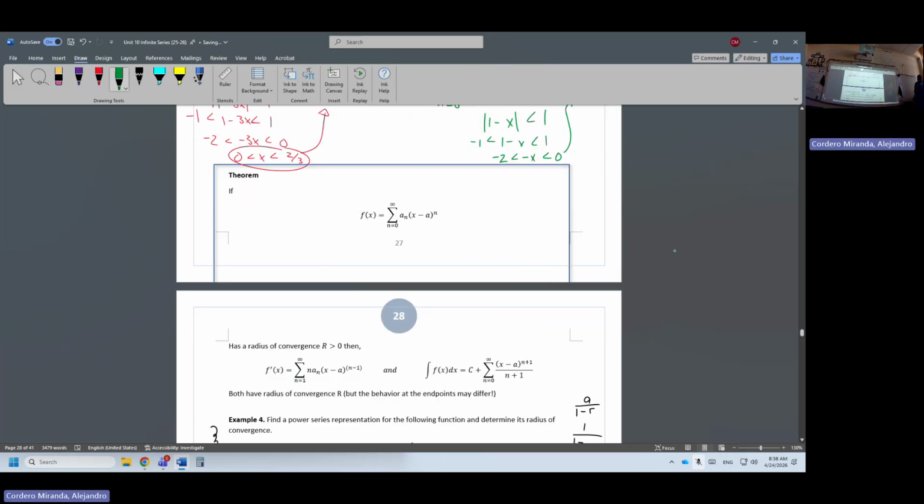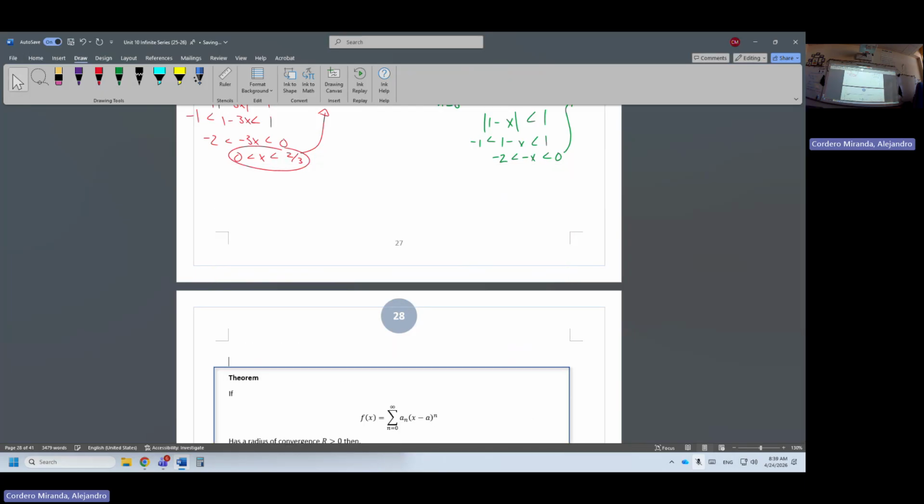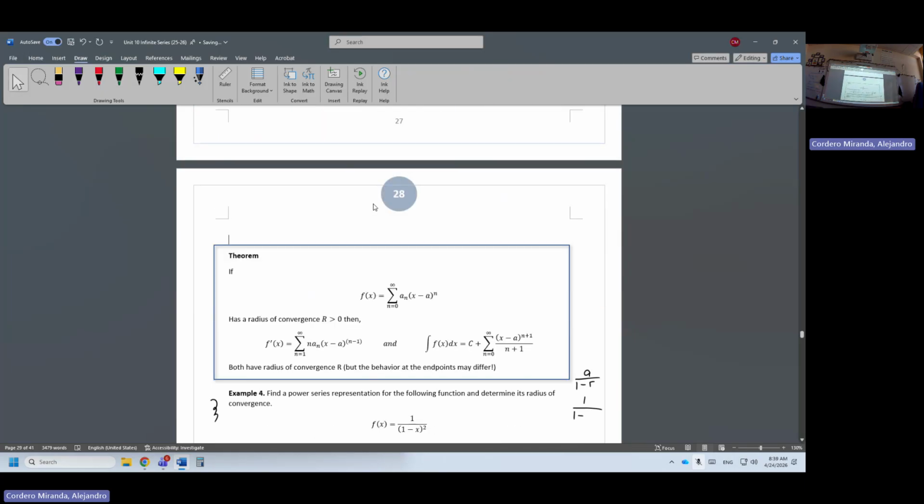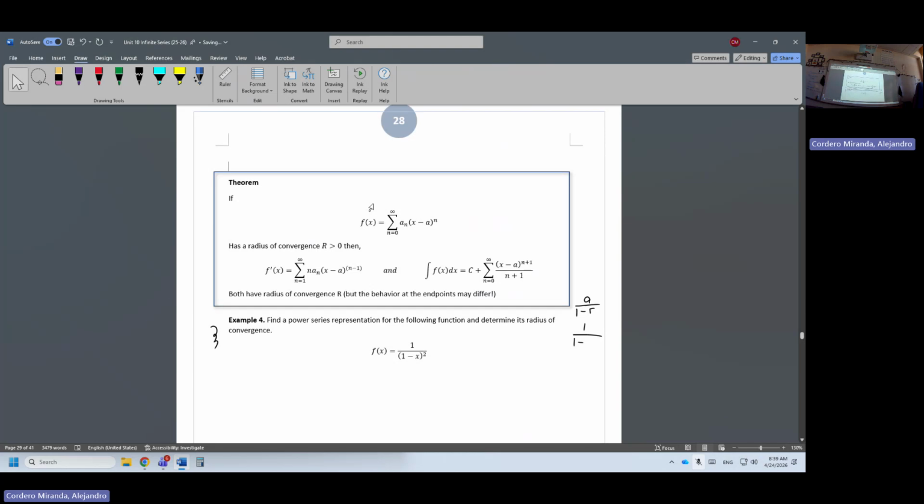But look, let me get this all on one page so it looks nice. That theorem right there at the bottom of your page basically says that if you have a power series that you know for a function and it has radius of convergence greater than 0, then the derivative of that will match the derivative of your function, and its radius of convergence will also be the same.